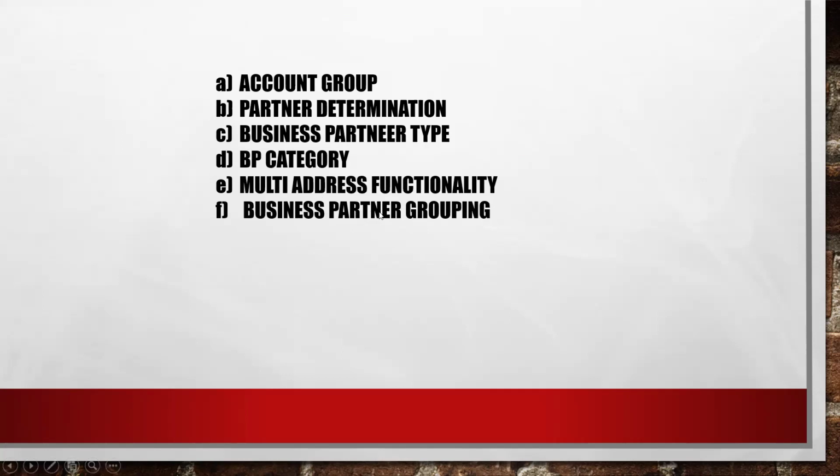Here is the place where the group will control the business partner number ranges. F is the right answer. G and O are absolutely wrong answers.